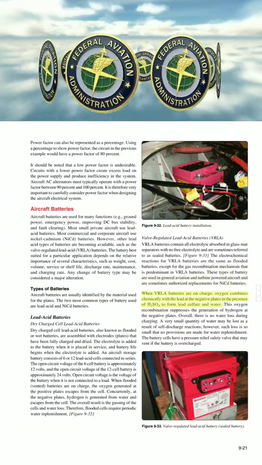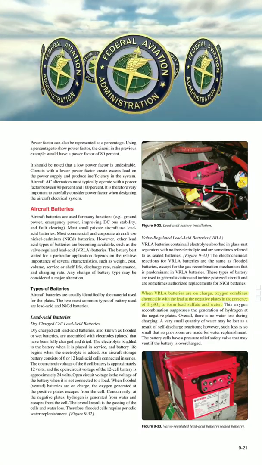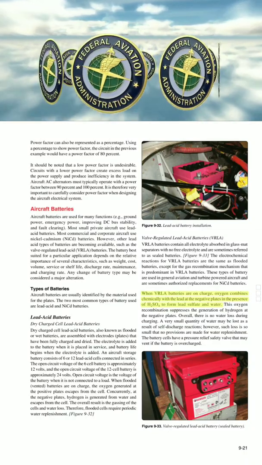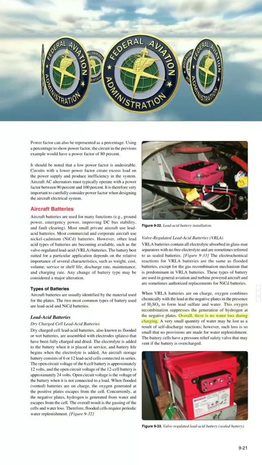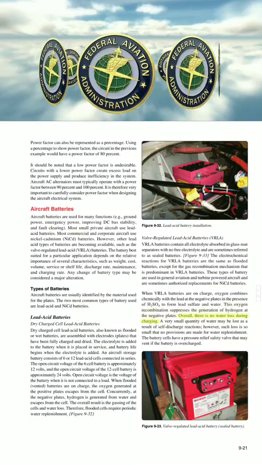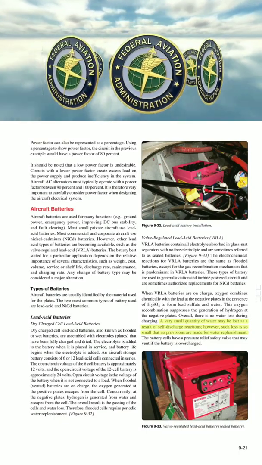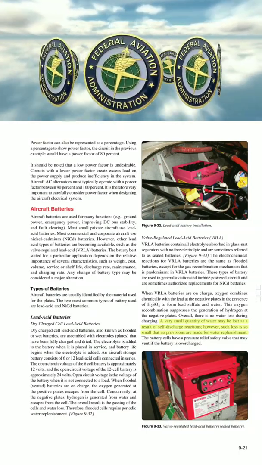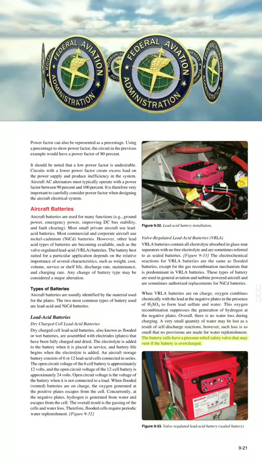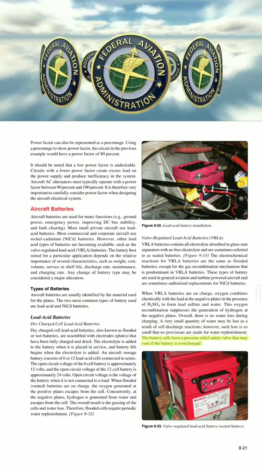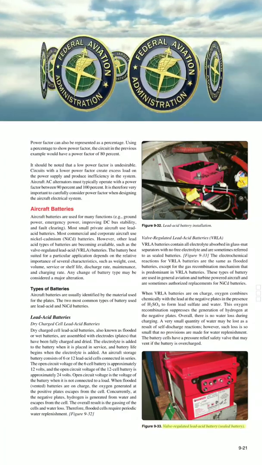When VRLA batteries are on charge, oxygen combines chemically with the lead at the negative plates in the presence of H2SO4 to form lead sulfate and water. This oxygen recombination suppresses the generation of hydrogen at the negative plates. Overall, there is no water loss during charging. A very small quantity of water may be lost as a result of self-discharge reactions. However, such loss is so small that no provisions are made for water replenishment. The battery cells have a pressure relief safety valve that may vent if the battery is overcharged. Figure 9-33. Valve-regulated lead-acid battery, sealed battery.